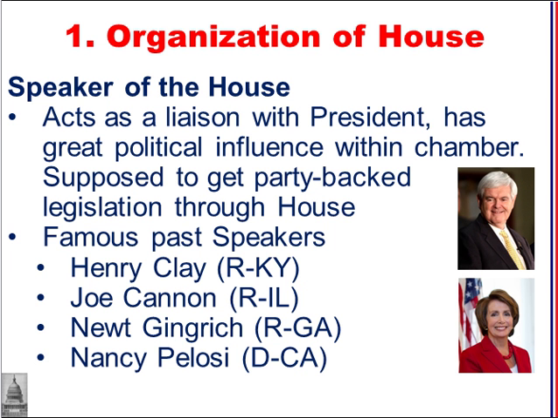Newt Gingrich is a famous former speaker. He returned more formal powers to the position of Speaker in the 105th Congress, and we know that he implemented the Contract with America, and was a driving force behind the devolution revolution, new federalism, returning power to the states. He resigned in the late 90s, and Nancy Pelosi is also a famous former speaker, the first woman to hold the position of Speaker of the House.